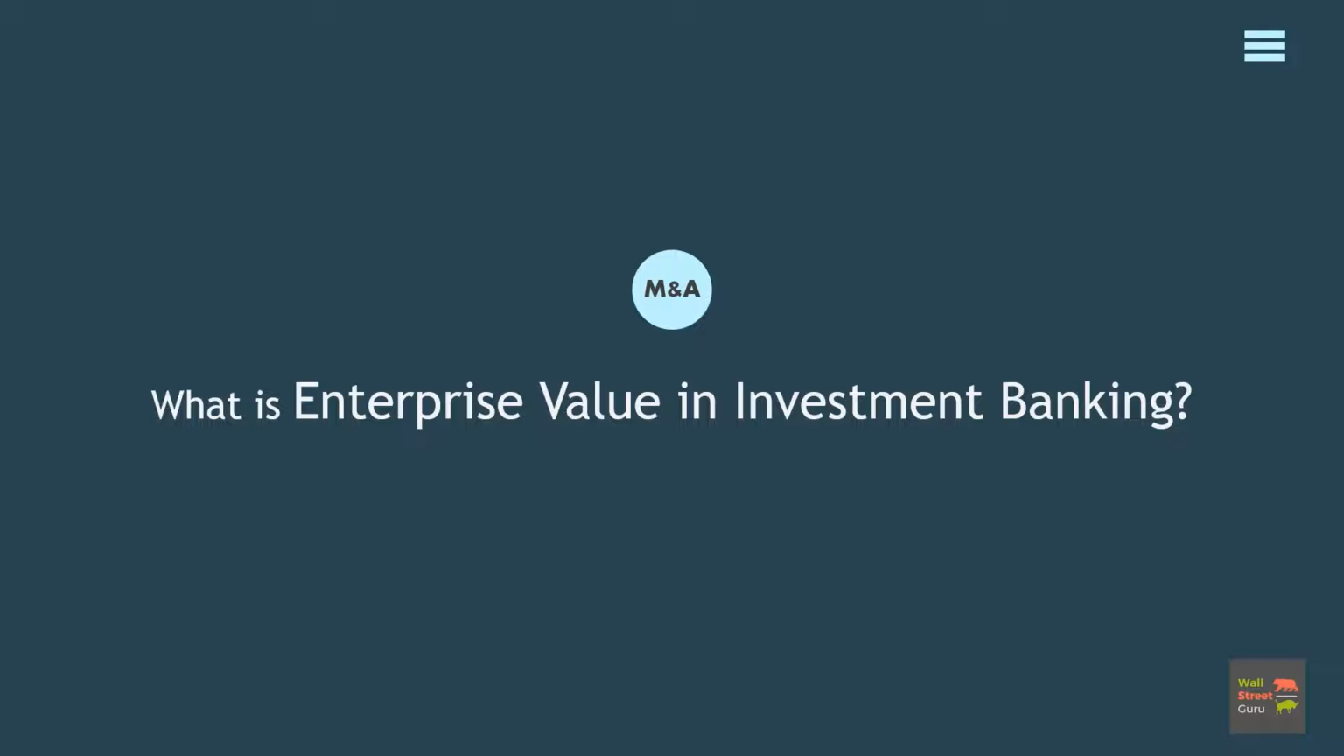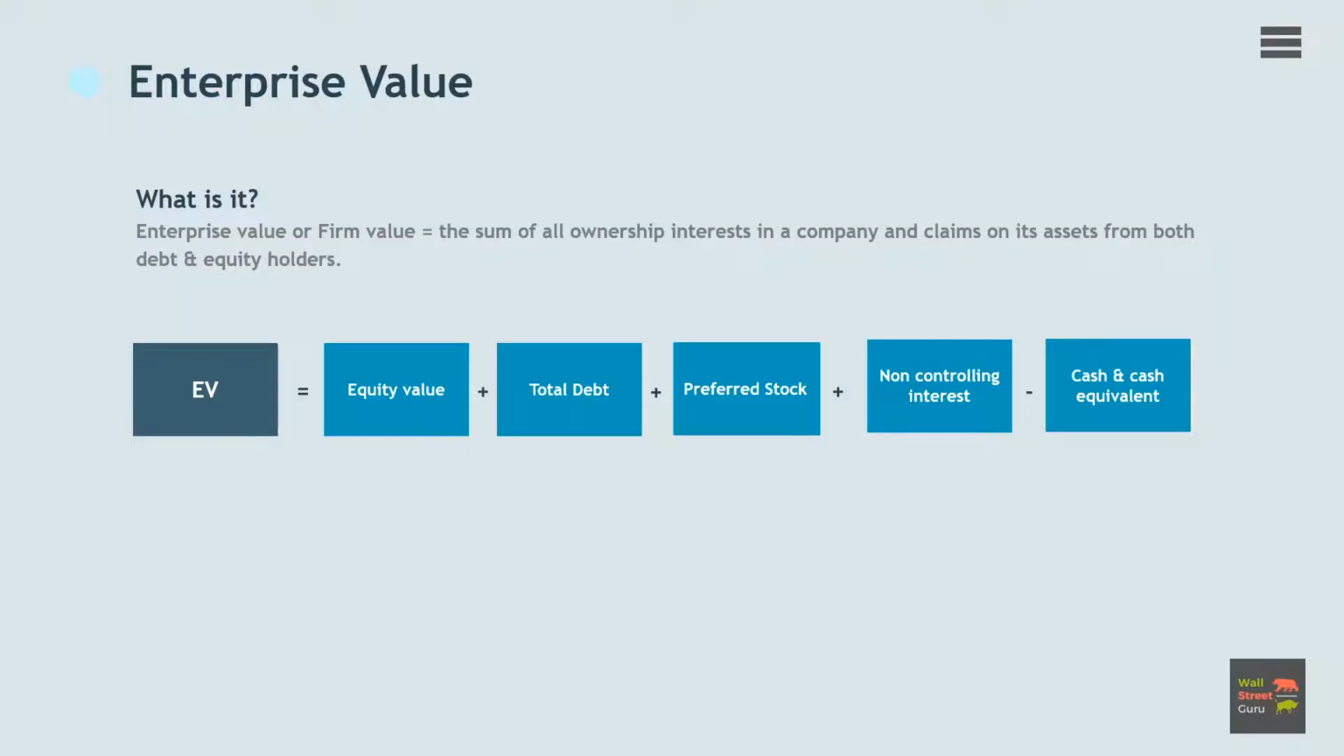What is enterprise value? Enterprise value, or firm value, is the sum of all ownership interests in a company and claims on its assets from both debt and equity holders. As seen in this formula here, it is defined as equity value plus total debt plus preferred stock plus non-controlling interest less cash and cash equivalents. The equity value component is calculated on a fully diluted basis.